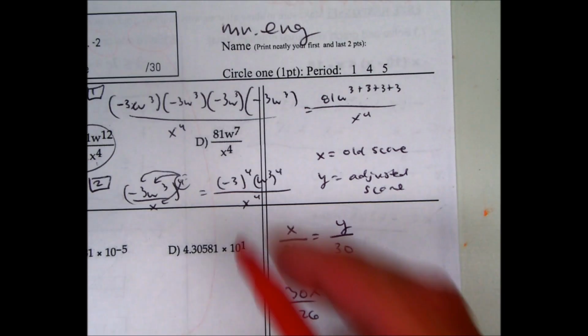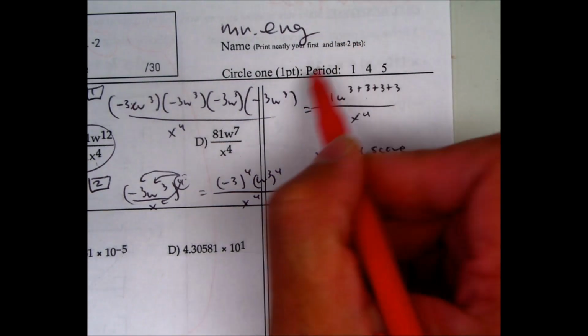I know it says 2 points. We get 1 point for writing your name, 1 point for the period, 2 points apiece for the multiple choice. So that gives you a total of 14.